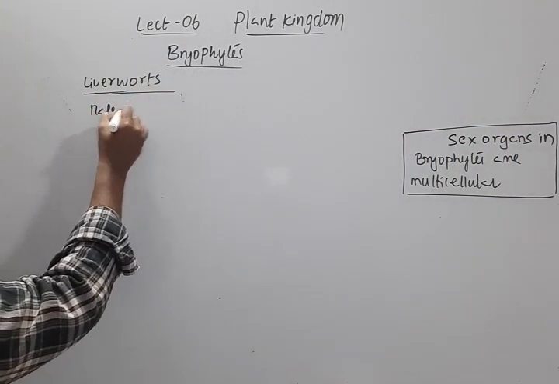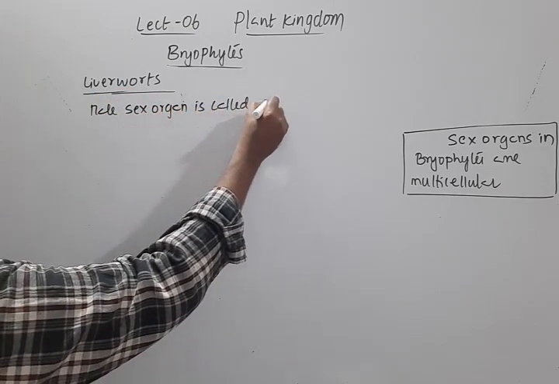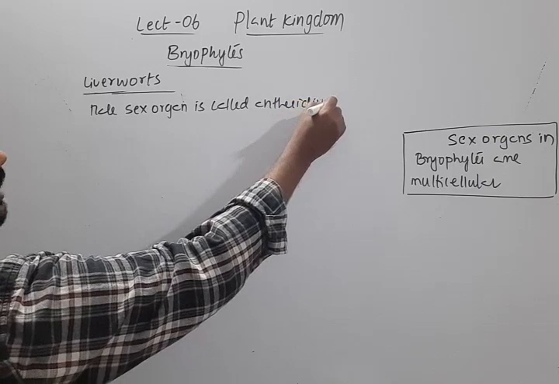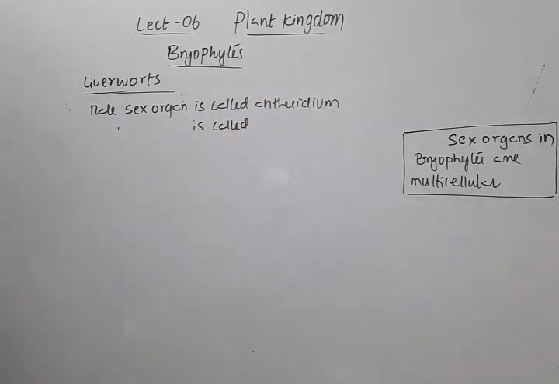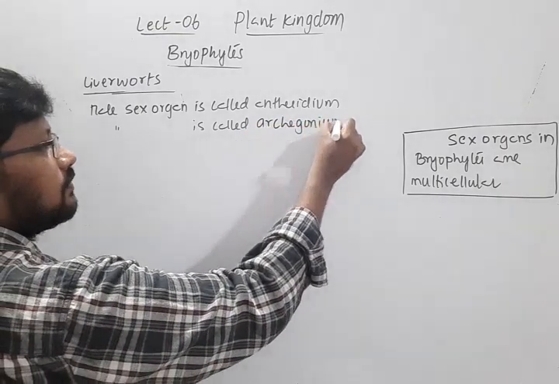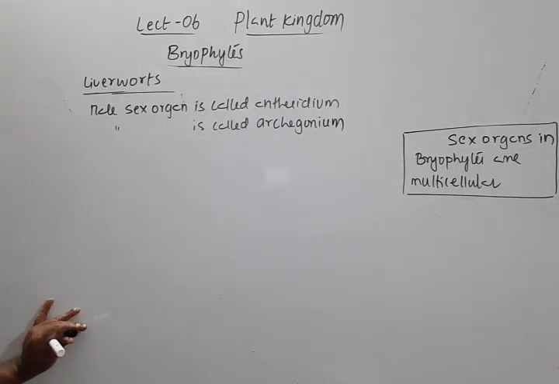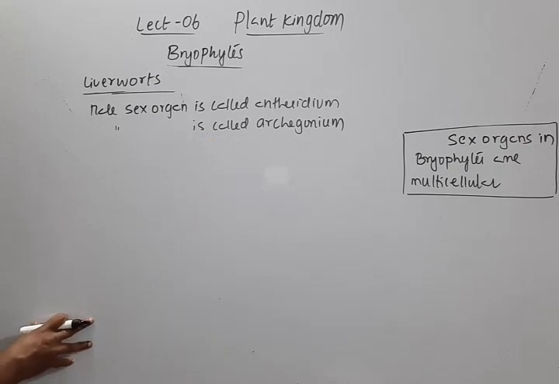So the male sex organ is called antheridium, and the female sex organ is called archegonium. So antheridium and archegonium. We'll see in the case of Marchantia where antheridium and archegonium are present.